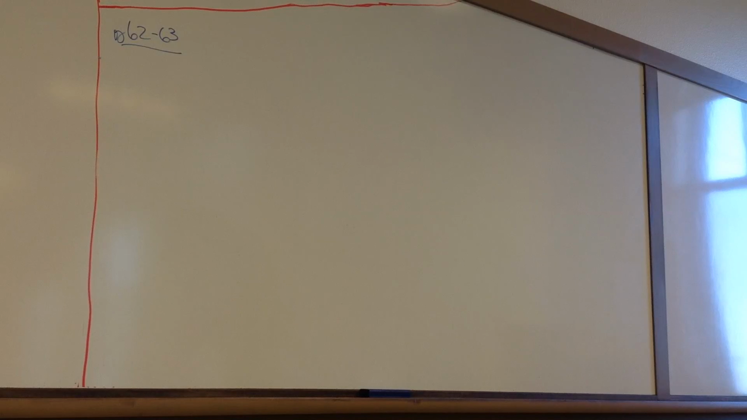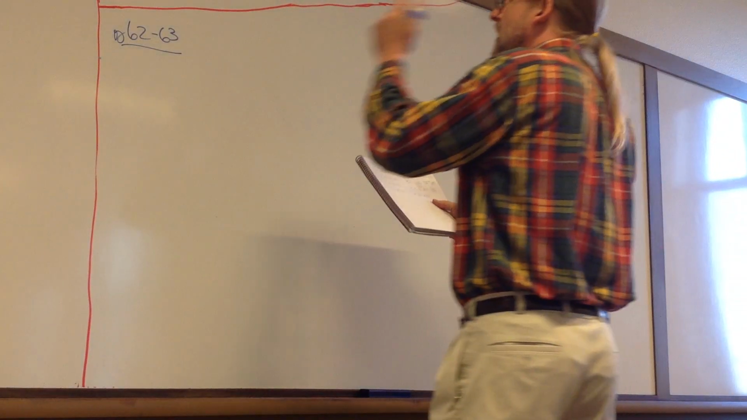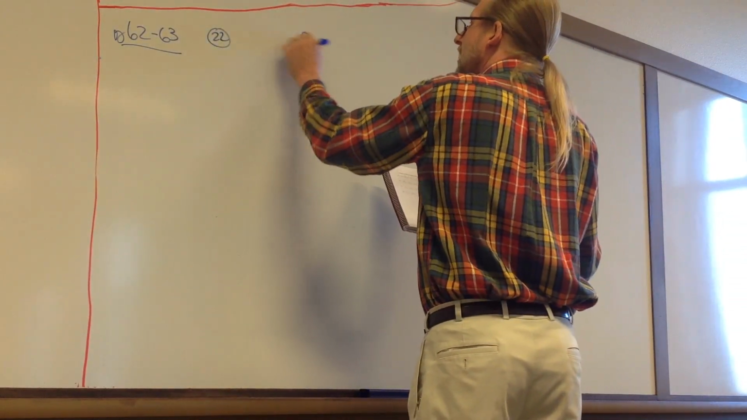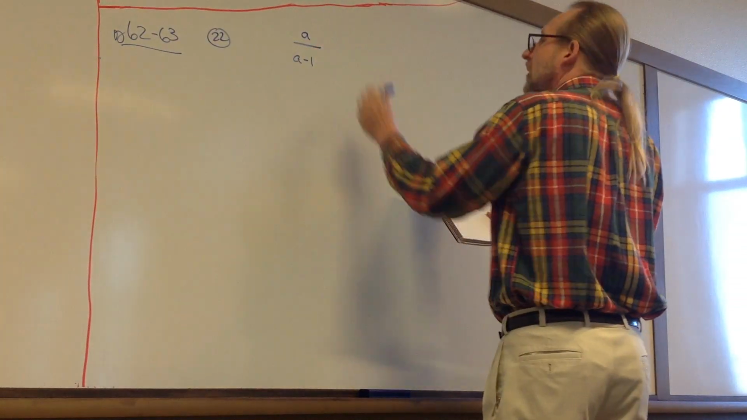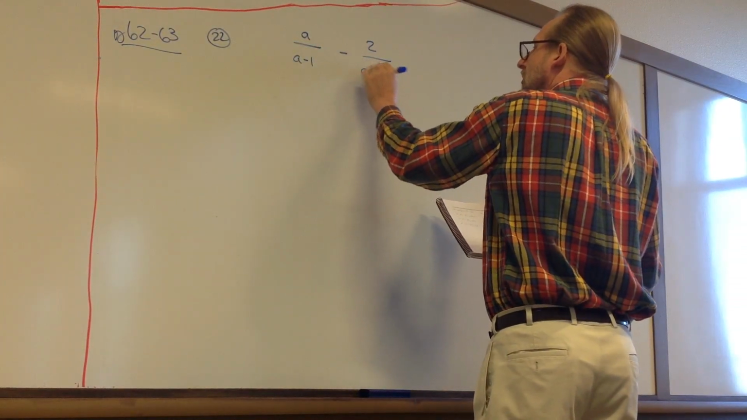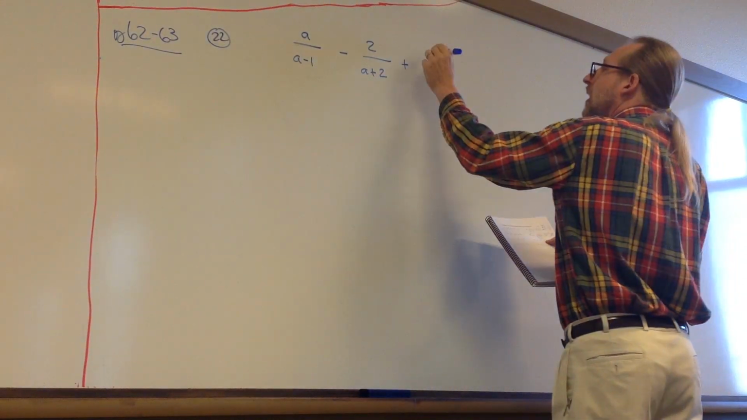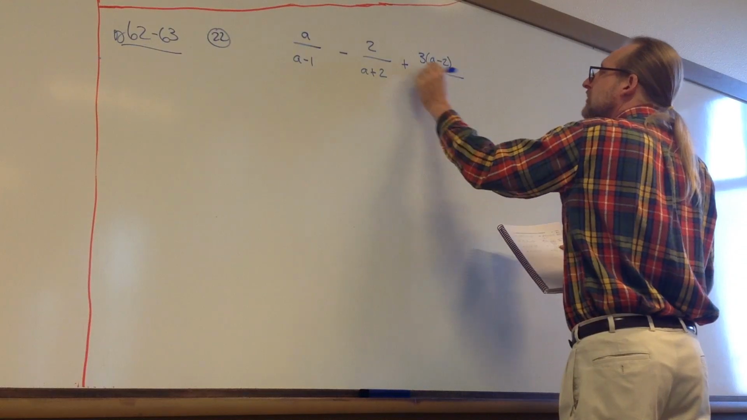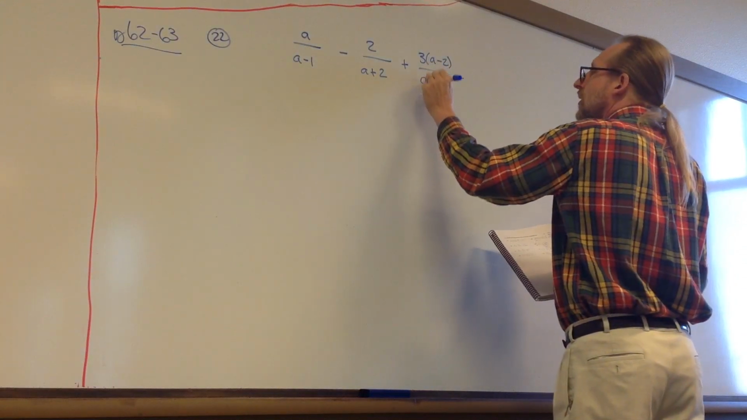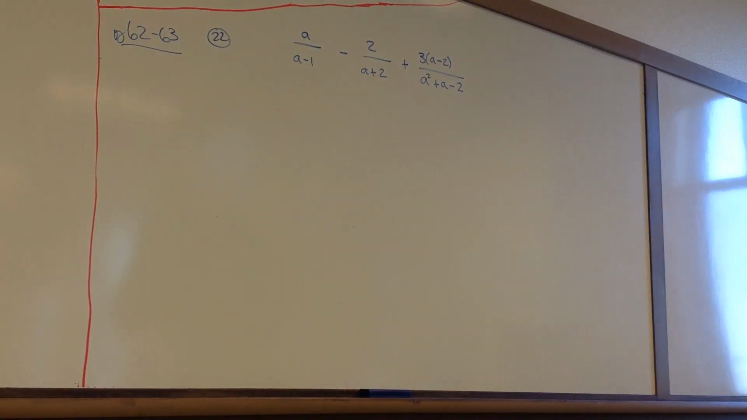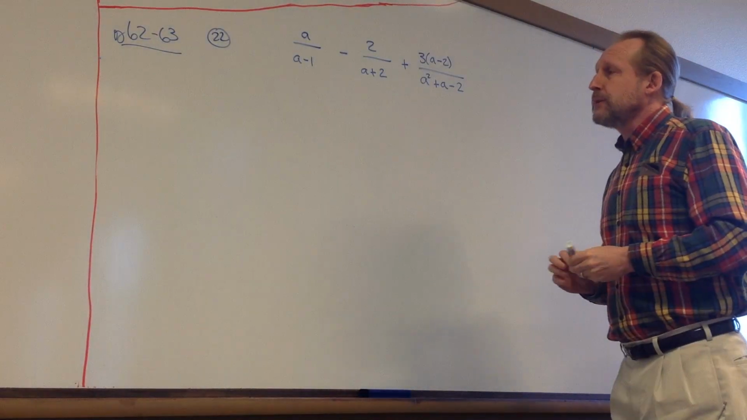Okay, let's see here. Problem 22, we start out with 3 fractions. So first off, a over a minus 1, minus 2 over a plus 2, and then plus 3 times a minus 2 over a squared plus a minus 2. All right, so we need to build a common denominator for all 3 of them, for all 3 fractions.